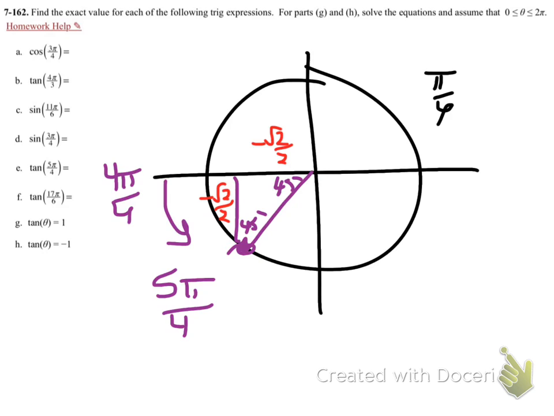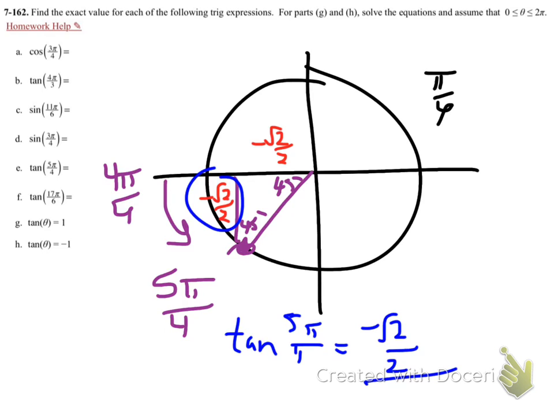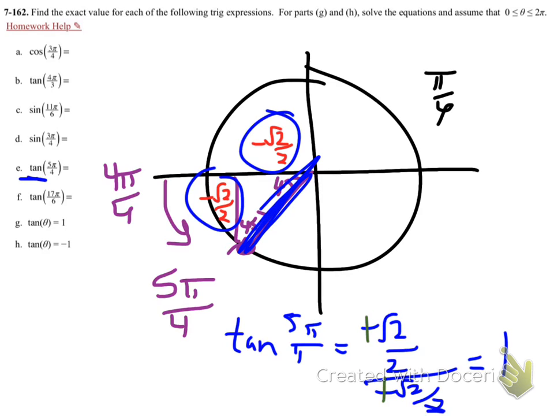Tangent, again, just like on problem B, the tangent is going to be the sine value divided by the cosine value. Since on this one they are both the exact same, and a negative over negative makes a positive, this is going to be 1. Tangent also, you might remember, is slope. So on this one, the slope of that is 1.